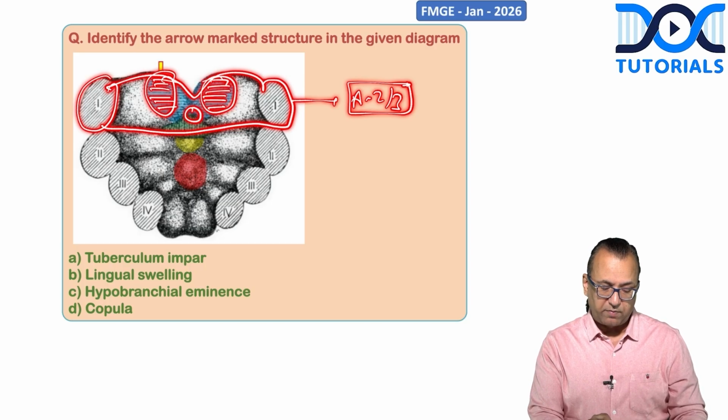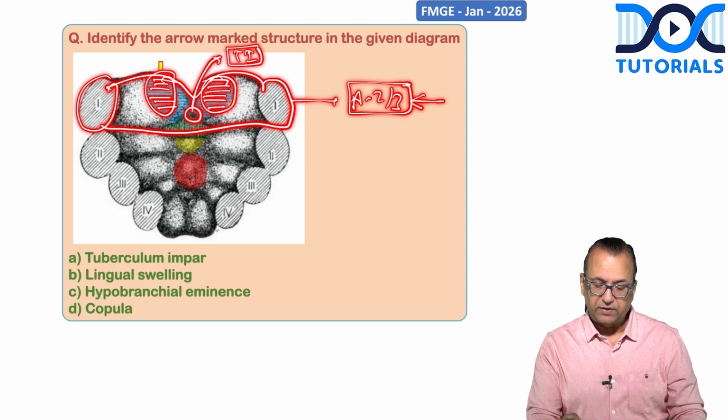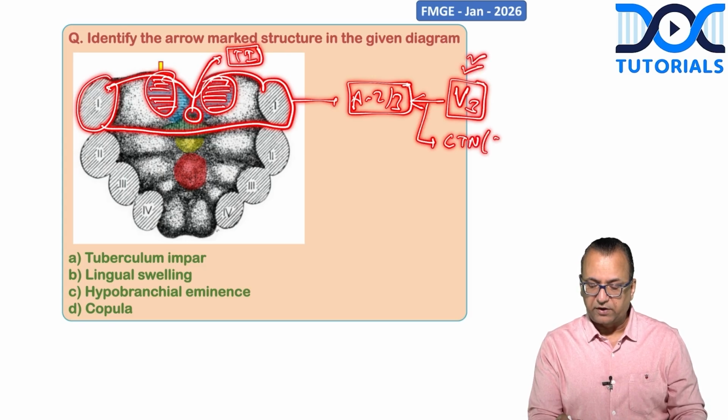There will be one tuberculum impar also, that will be in the midline, but then it will be overgrown by lingual swellings, and this anterior 2/3 of tongue will then be supplied by the mandibular nerve branch of trigeminal, carrying general sensation, and it will have the chorda tympani nerve branch of facial for taste sensation. This is about the anterior 2/3 of tongue.